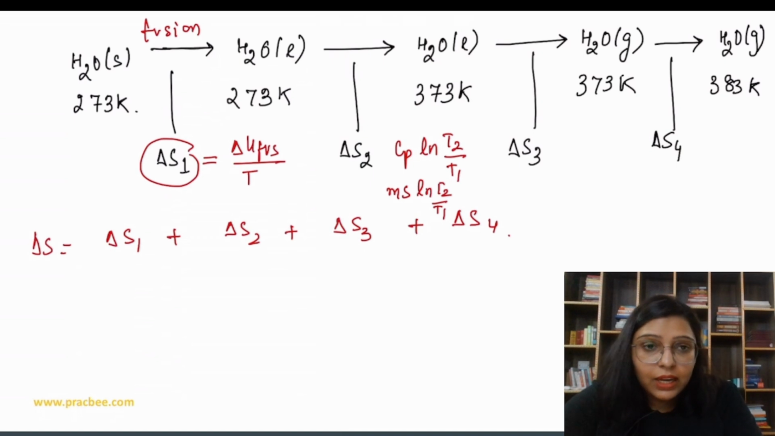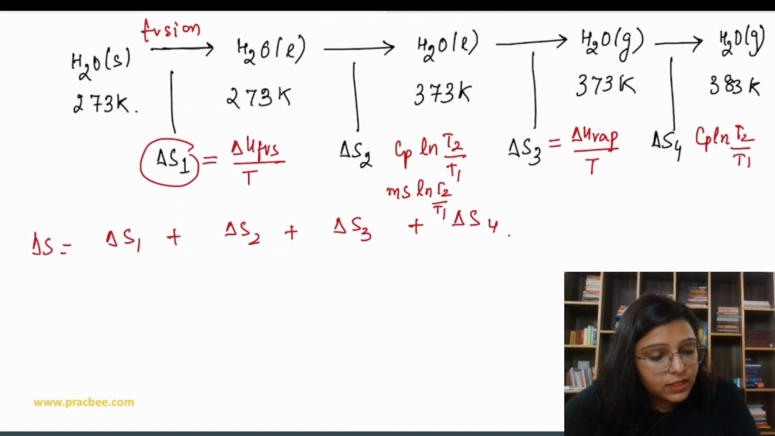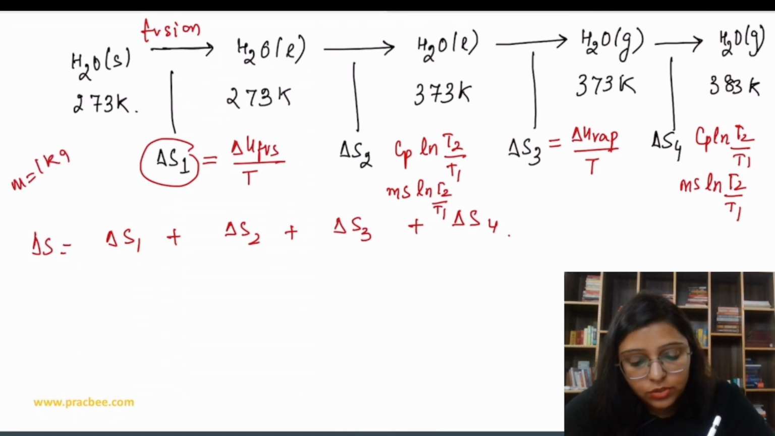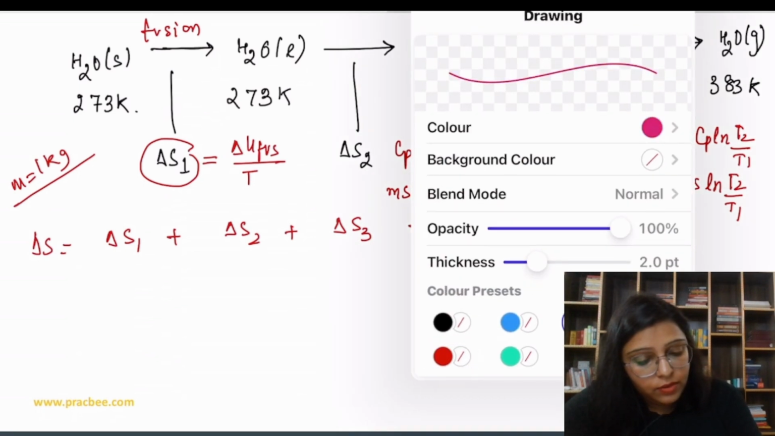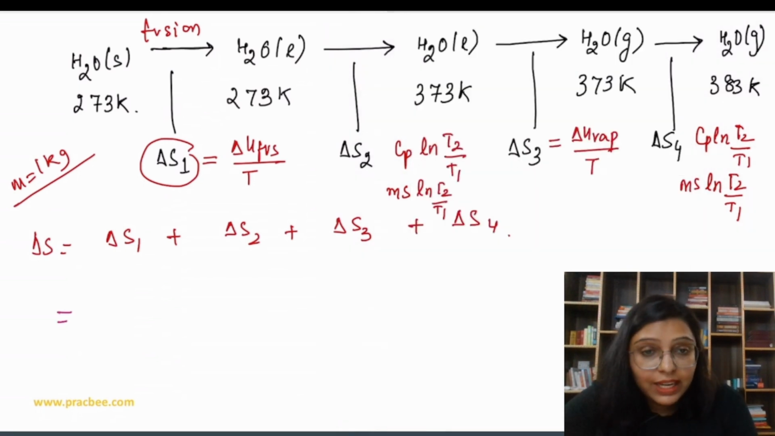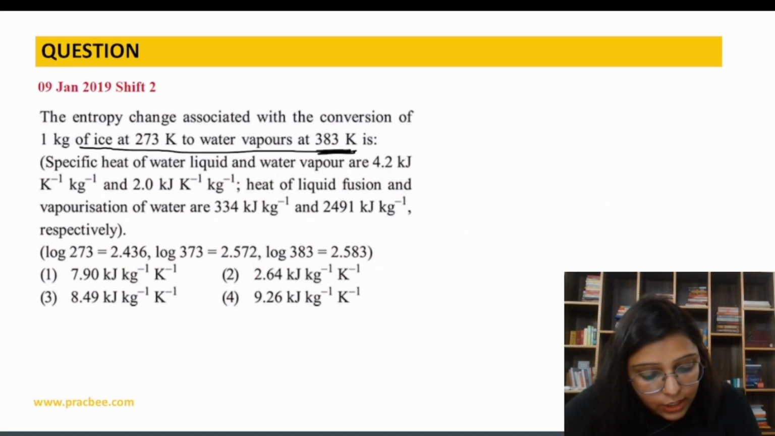Now delta S3, again a vaporization process. So here delta S3 is going to be delta H vaporization divided by T. And delta S4, how to calculate? Again Cp ln T2 by T1, or we can say m s ln T2 by T1. Here the mass of ice is fixed, that is equal to 1 kg. So here delta S1 is equal to delta H fusion by T. The heats of fusion and vaporization of water are 334 and 2491.